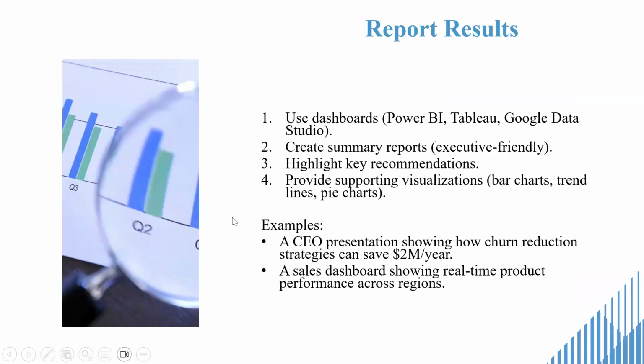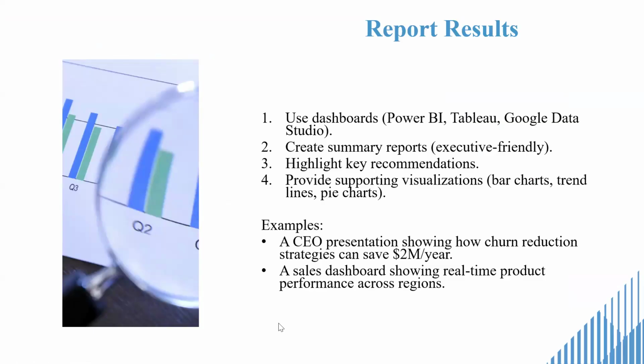So report. At the end you have to use dashboards like Power BI, Tableau, or Google Data Studio to create summary reports, highlight key recommendations, and provide supporting visualizations: bar charts, trend lines, and pie charts. For example, a CEO presentation showing how churn reduction strategies can save 2 million per year. So they will make a dashboard or something.